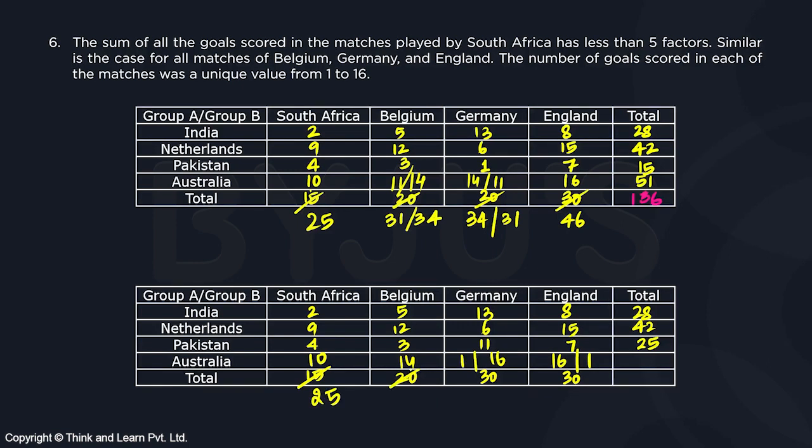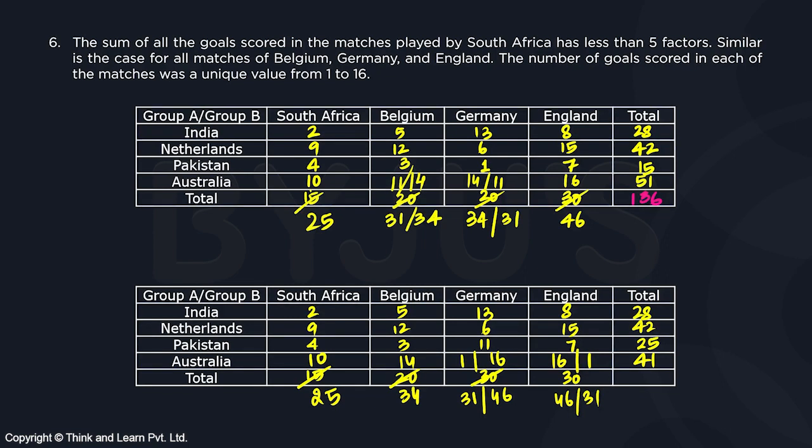Next, 20 was already there. We need another, it increases by 14. So this becomes 34. It was already 30. It may increase by 1 or 16. So it may be 31 or 46. Accordingly, England is going to be 46 or 31. Total Australia will be 10, 20, 30, 40 and 41.